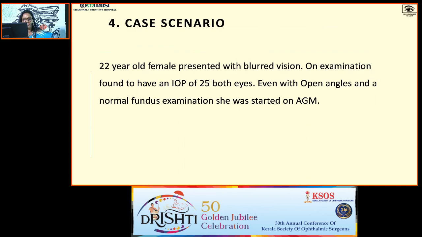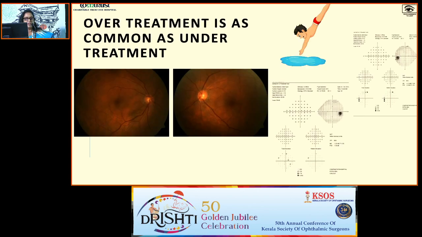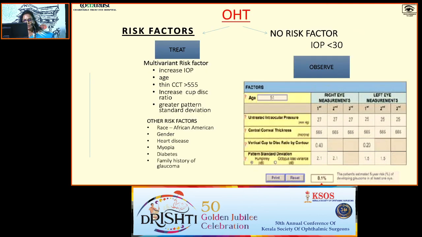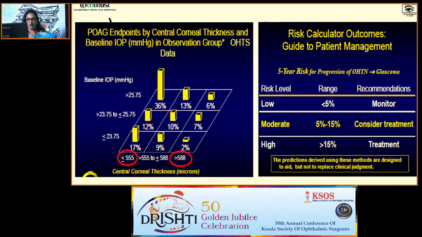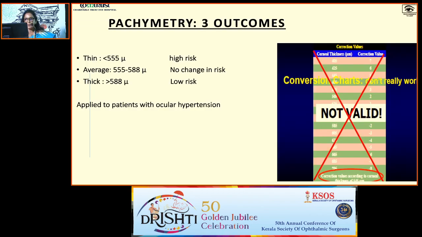So this is a case where a 22-year-old female was just found to have an IOP of 25. We all have a tendency, on seeing a single high pressure reading, to jump into treating the intraocular pressure. In glaucoma, over-treatment is as common as under-treatment. So look into the other risk factors before starting medications. The importance of CCT was already mentioned in the previous talk.